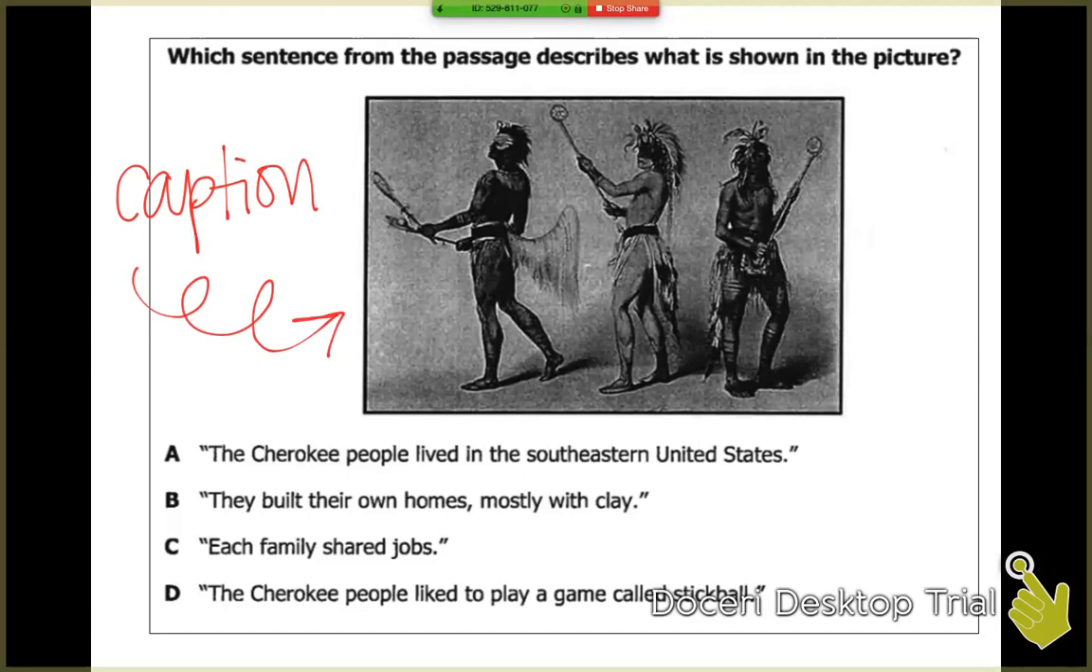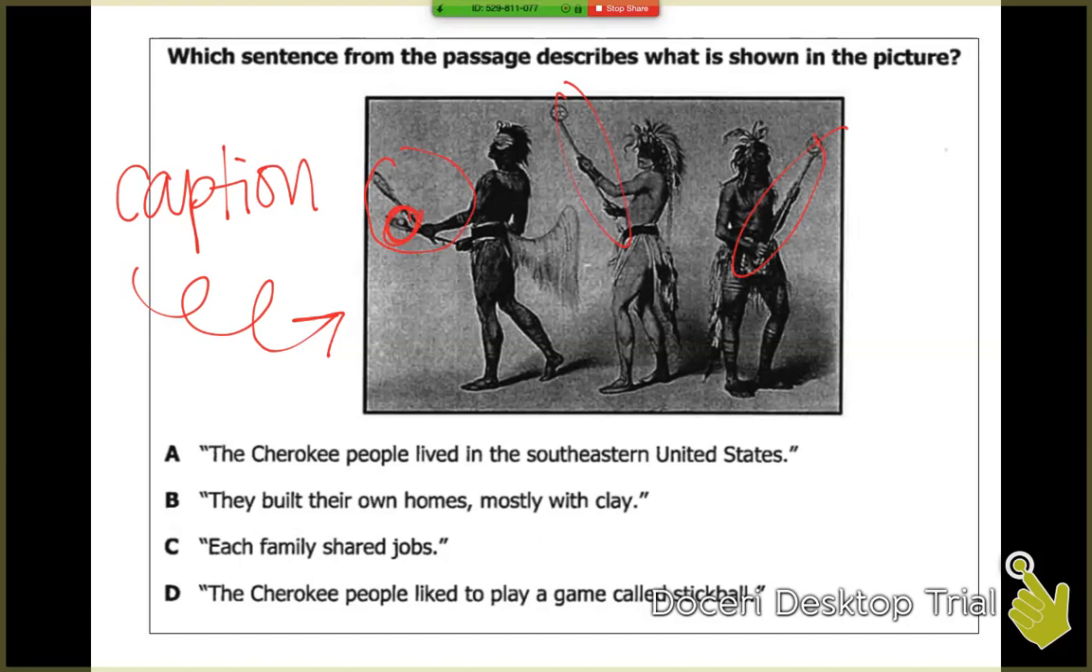So let's look at this picture. I think I see 3 men. I noticed that they're dressed like Cherokee tribe members. I see that each of them has a stick in their hand. And it looks like this one in particular has a ball there with his stick. So let's read A, B, C, and D and see which sentence best describes what we see here in this picture.